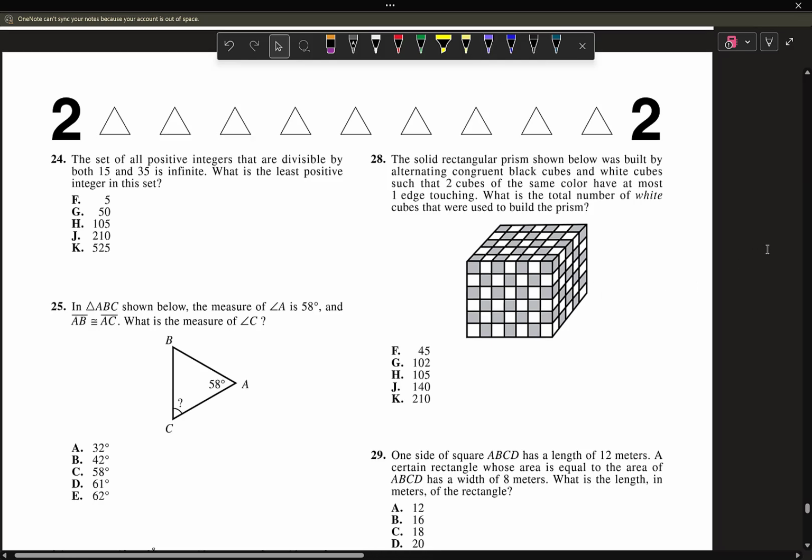24, the set of all positive integers that are divisible by both 15 and 35 is infinite. What is the least positive integer in this set? So quickly, 5 is a trick question. 5 is not divisible by 15 and 35. To be divisible by 15 and 35, it's got to be greater than that. And I can do 50 in my head pretty quickly as well. 15 does not go into 50 evenly.